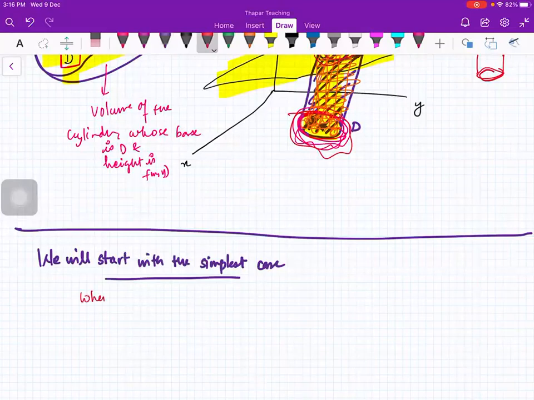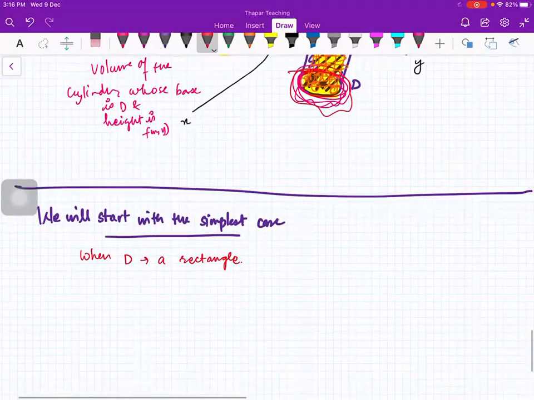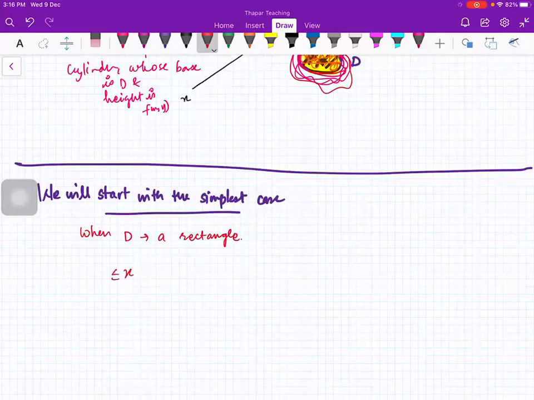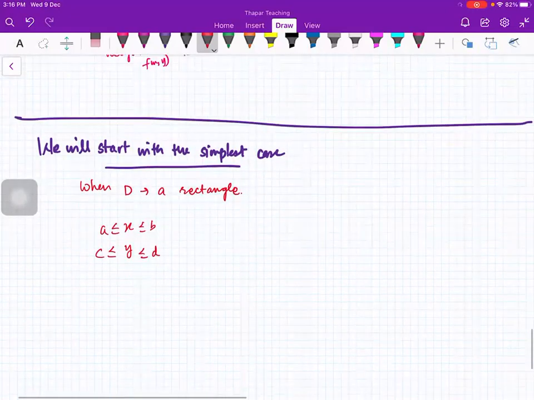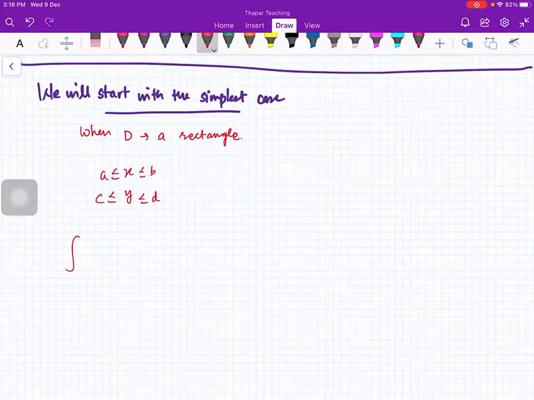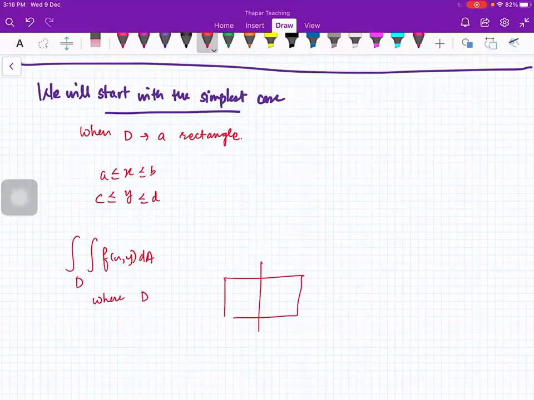When D is a rectangle. Okay, so your area over which you have to integrate is a rectangle, right? So your rectangle will be, say, x is from A to B and y is from C to D, right? So you are looking for the integral of f(x,y) dA over D, where D is this rectangle, x is from A to B and y is from C to D, right?